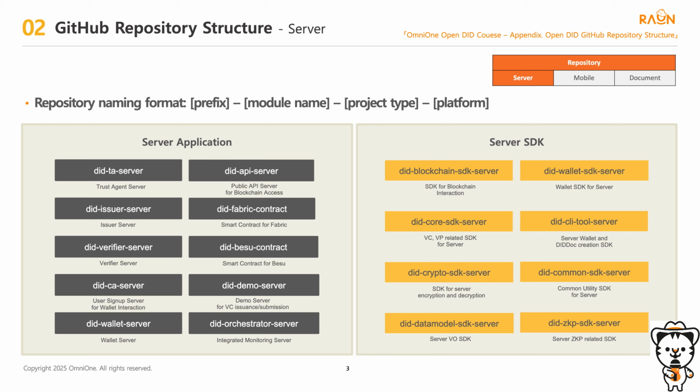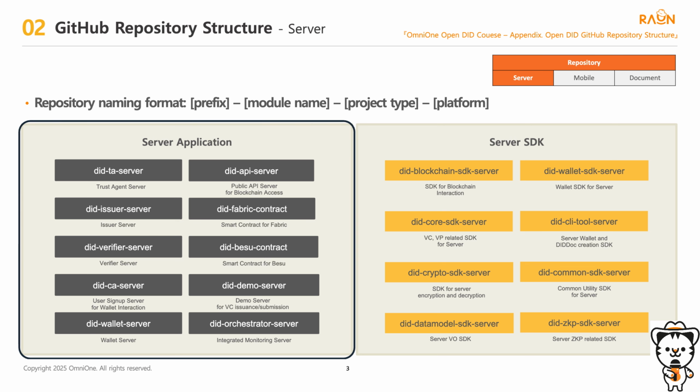First, the server repository will be explained. As mentioned earlier, the server is divided into application and SDK. Inside the server application, as seen on the screen, there are application repositories that are in charge of actual services such as TAS, issuer, and verifier. All application services that run on the server side are included in this area. In addition, there is a demo server where one can check how Open DID actually works in a demo form. And there is also an orchestrator server that helps with integrated installation and monitoring of the entire Open DID configuration environment.